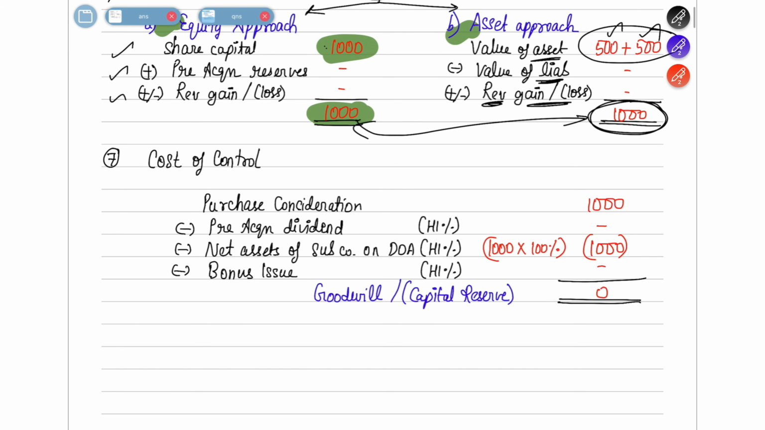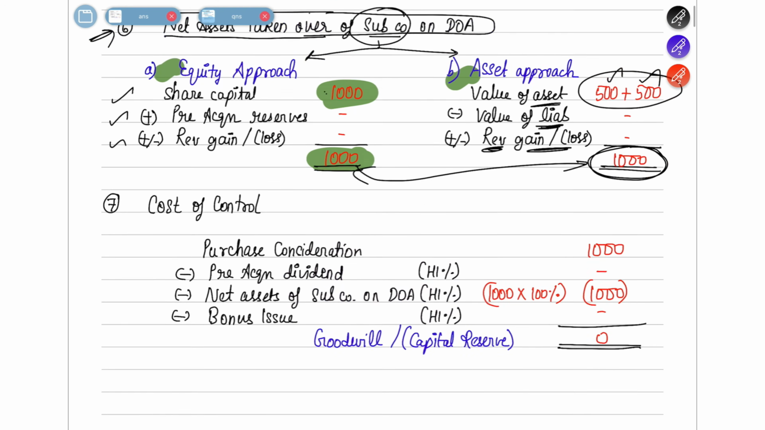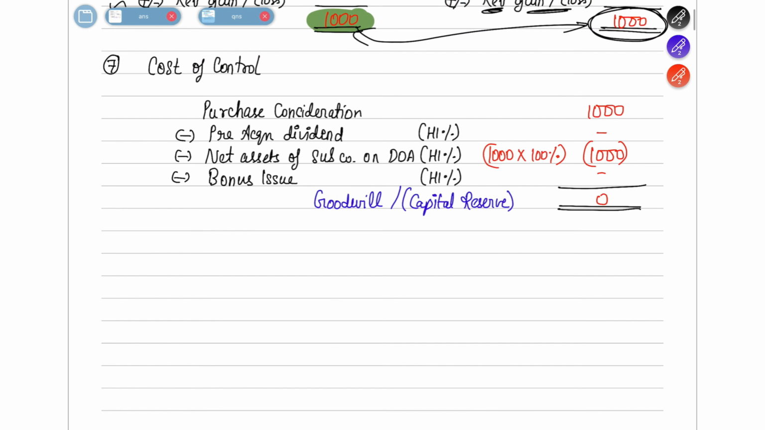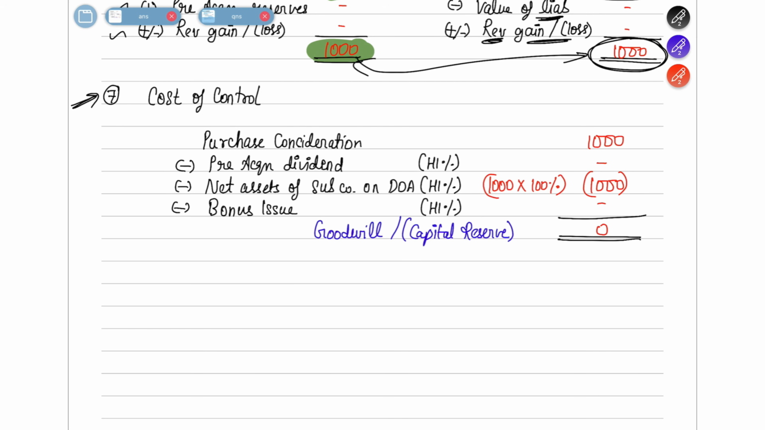Okay. Now once you have done that, you have understood that your net assets taken over are 1000 rupees. The final step is going to be finding out what the cost of control is. So here cost of control is nothing but you are finding out whether it is going to be a goodwill or whether it is going to be a capital reserve. I told you, if you are going to pay more, which means you are paying more for their goodwill, so goodwill is going to get created. If you are paying less than what their net assets are worth, which means you are creating a capital reserve there.